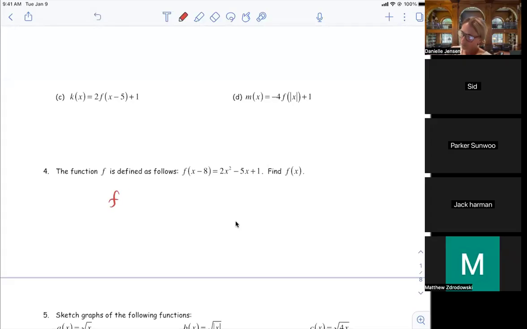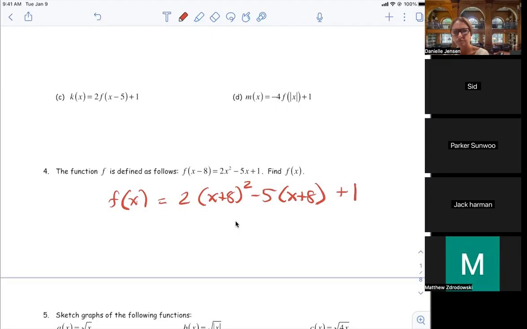Would you plug in x plus 8 and insert it into the other part of the equation? Yeah, exactly. I think of what am I doing to get back to x? I have to add 8. So it's going to be 2x plus 8. So you're doing that reverse order to get back. And no need to simplify. You just leave it like that.